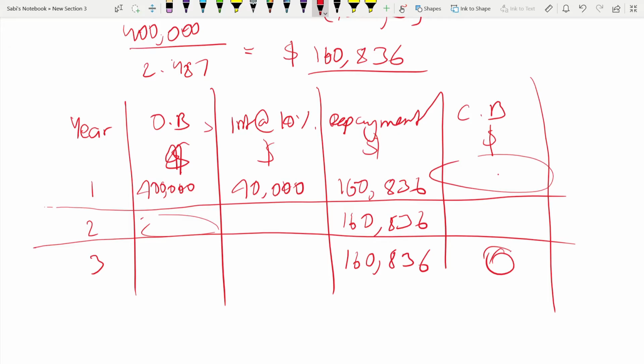So this will be 279,164. Write it here again, 279,164. You see, this closing becomes this opening. On this, if you apply 10%, it will be 27,916. Okay. So now what?